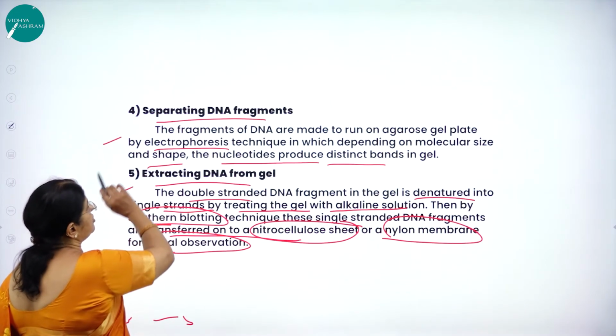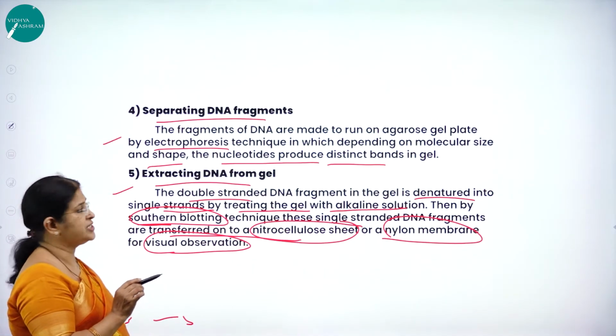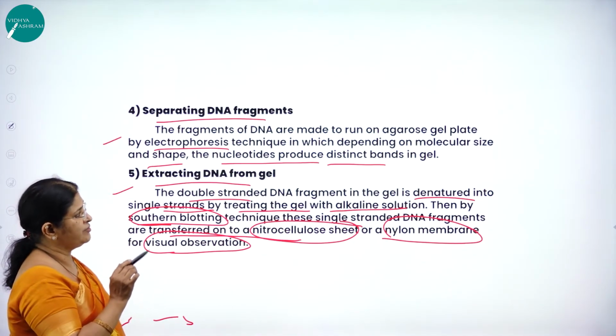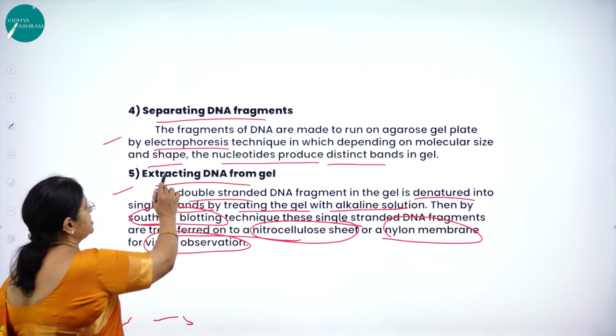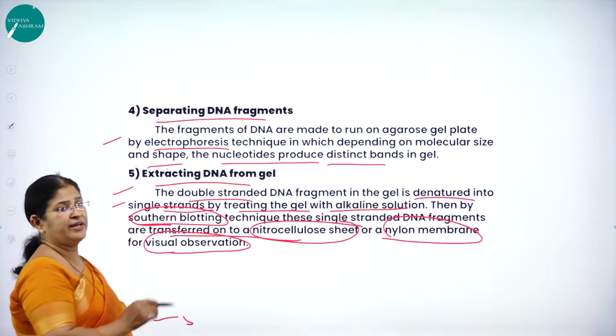So first is what? Separating DNA fragments. The fragments of DNA are made to run on an agarose gel plate by electrophoresis technique, in which, depending on molecular size and shape, the nucleotides produce distinct bands in the gel. Then extracting DNA from the gel.